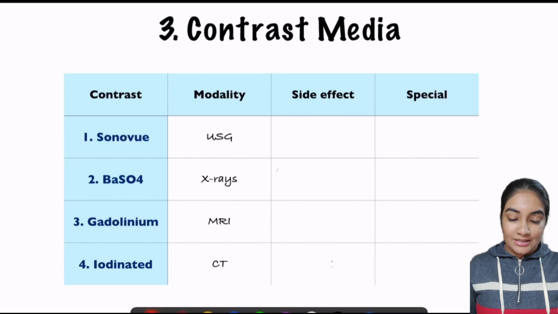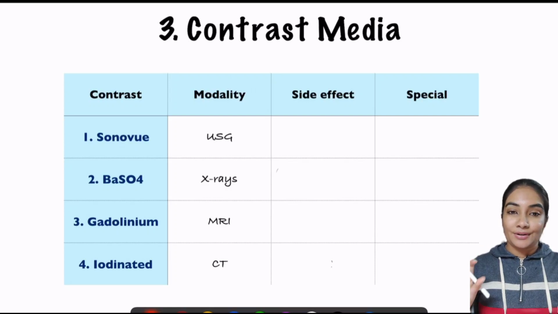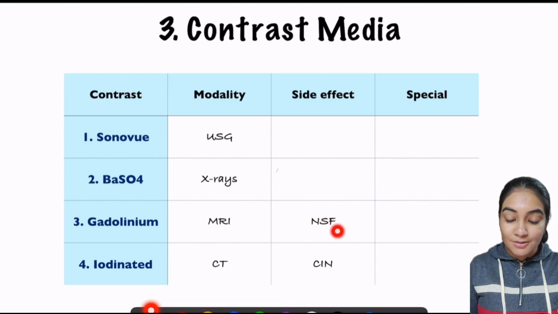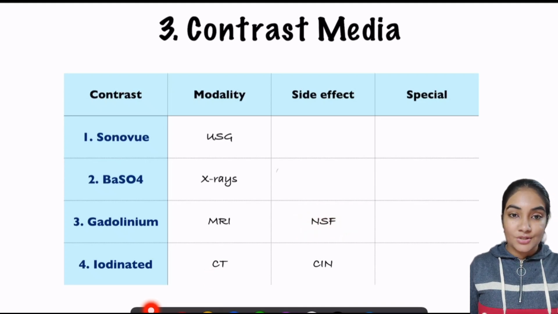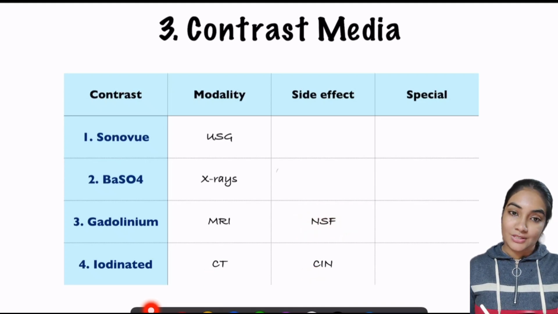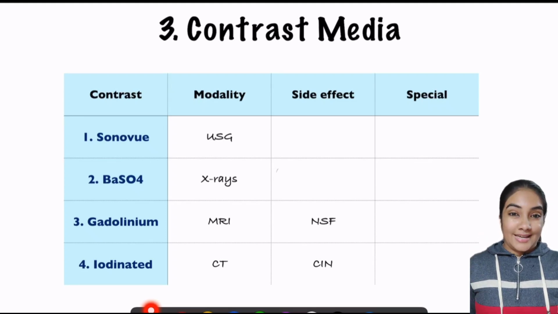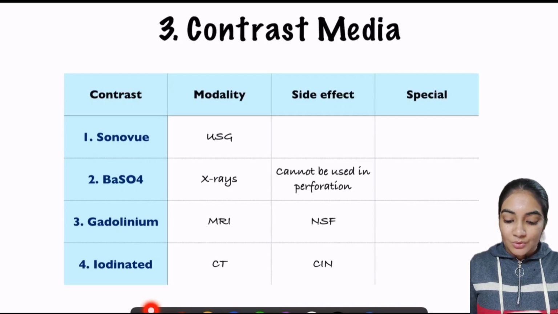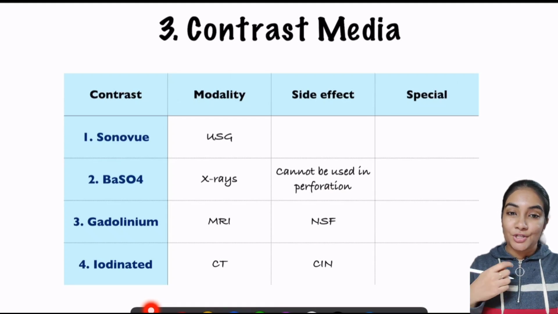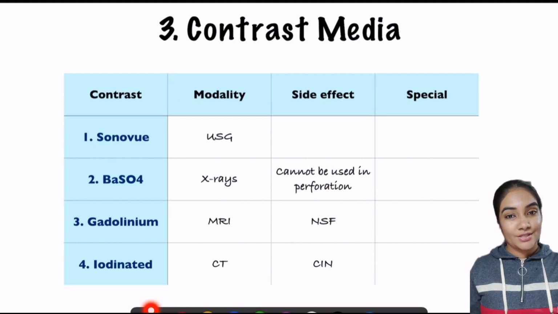Now side effects. Side effect of both MRI and CT contrast is they cause some renal failure. So we need to do a renal function test before that. MRI causes nephrogenic systemic failure. CT causes C for contrast induced nephropathy. Just different names for renal failures. Side effect or actually a precaution with barium is that it should not be used in case of perforation because it is an irritant. If there is a perforation, it will leak out and cause problems.